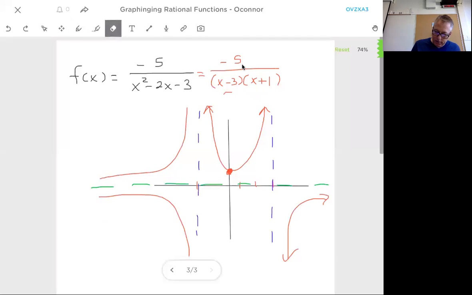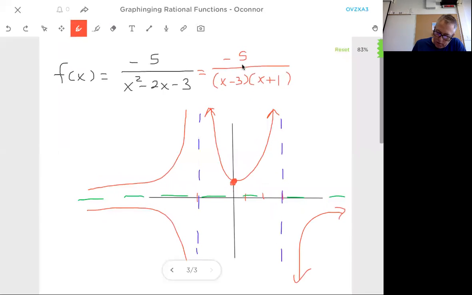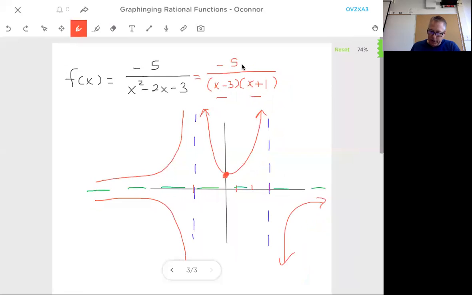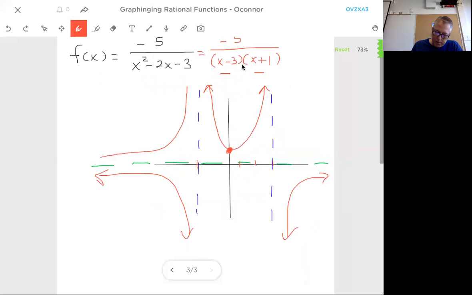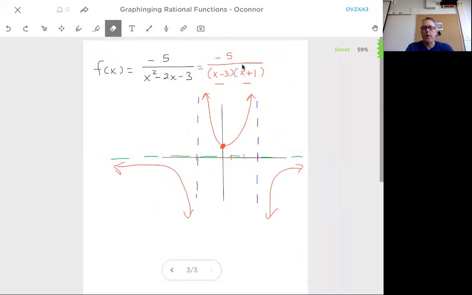into my x's, negative 2 minus 3 is a negative, because that's negative 5. Negative 2 plus 1 is a negative, because that's negative 1. A negative times a negative means the bottom would be positive. And if you took negative 5 divided by a positive, you would ultimately get a negative, meaning the bottom would have to be your graph and not the top. So that is the sketch of our rational function.